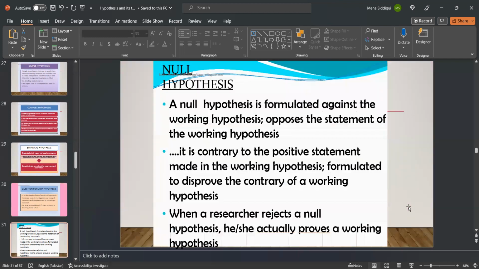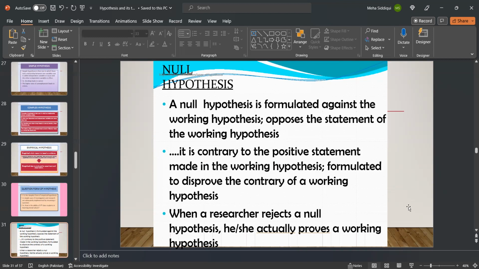Null hypothesis. It is formulated against the working hypothesis and opposes the statement of the working hypothesis, as working hypothesis is another name for alternative hypothesis. So it is contrary to the positive statement made in the working hypothesis, formulated to disprove the contrary of a working hypothesis.